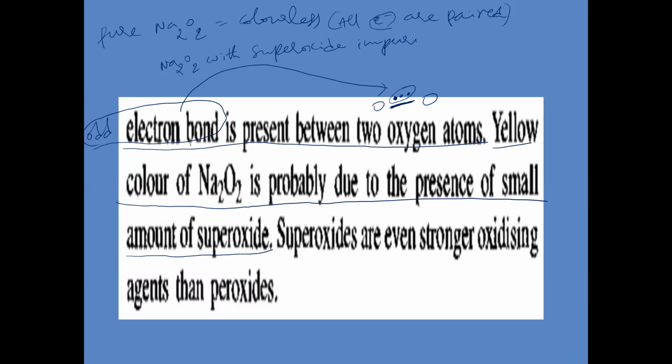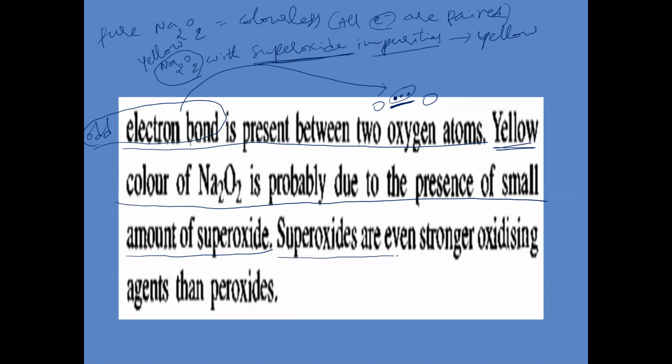When superoxides are present as impurities, that will be giving which color? Yellow color. The yellow color of peroxide, the yellow color of Na2O2 peroxide, is due to what? The superoxide present as impurity. The superoxides will be present as impurities in peroxides. Then Na2O2 will be giving yellow color. Once again, this point: the yellow color of Na2O2 is probably due to the presence of a small amount of superoxide as impurity.